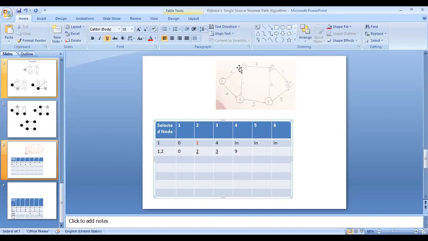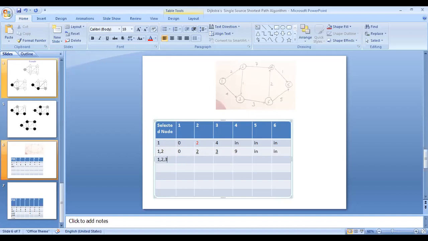Then 2 to 5, there is not a direct path, so we consider that infinity, and this value also infinity. Now we have to consider this 2 is already selected. We have to select a vertex from the not yet included set. So from this 3 and 9, this 3 is minimum. So we select this node 3.